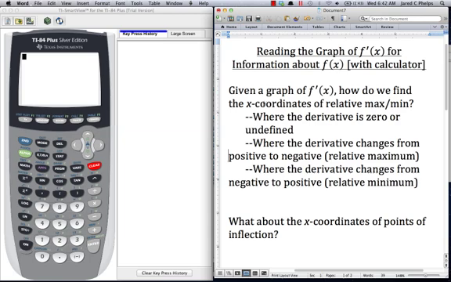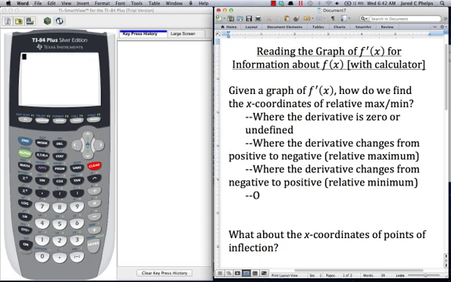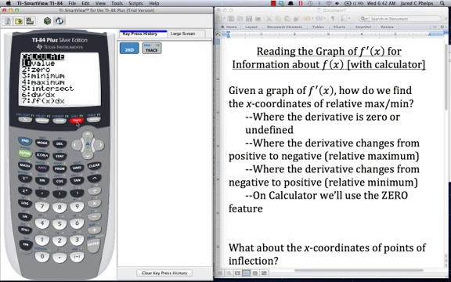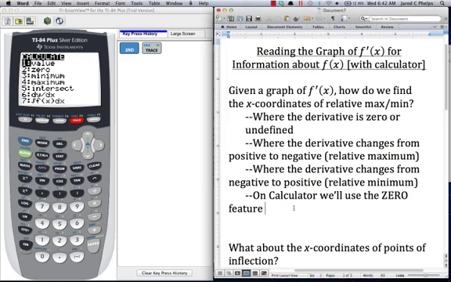So for our purposes, we're going to find these things by looking for the zeros of the function. On the calculator, we'll use the zero feature, which is on that second trace menu. If we go second calc, it'll bring up the zero option here. So that's how we're going to do that, right? The zero feature, which is in second trace.